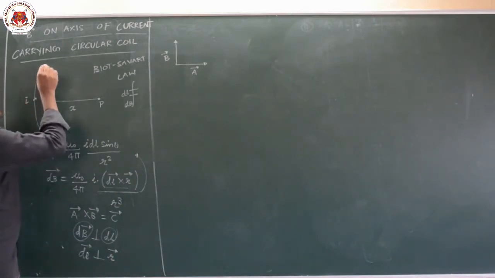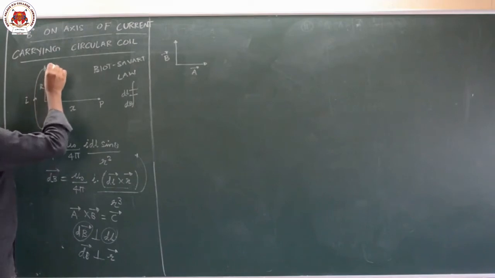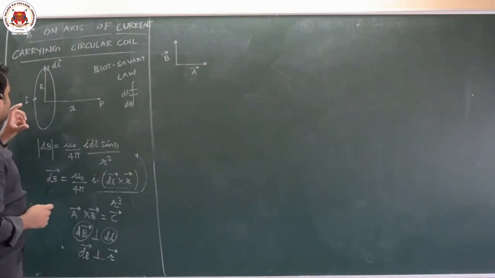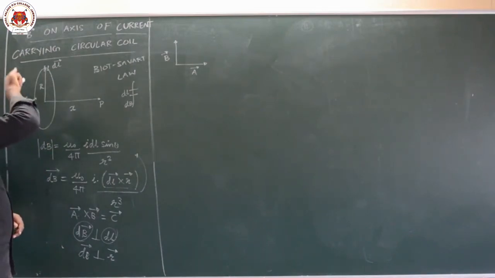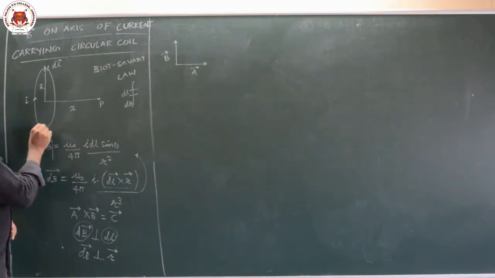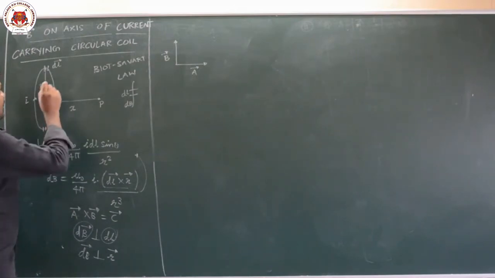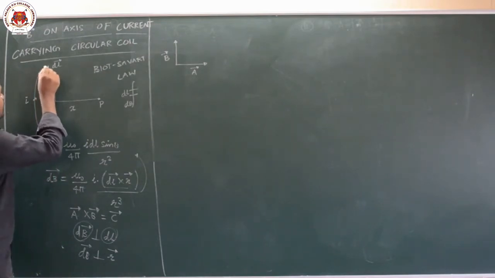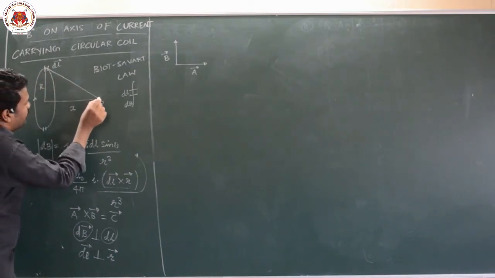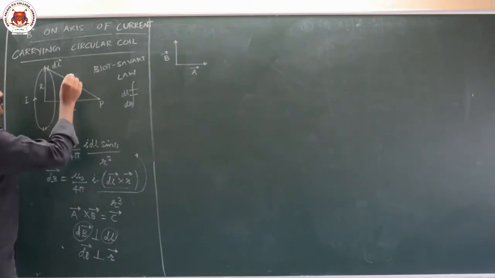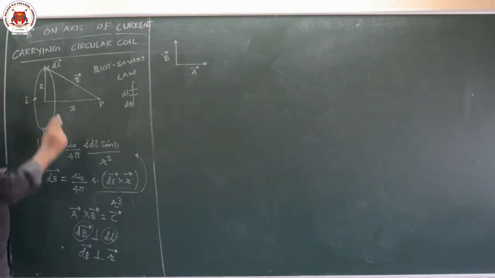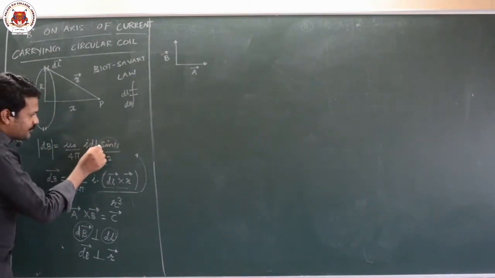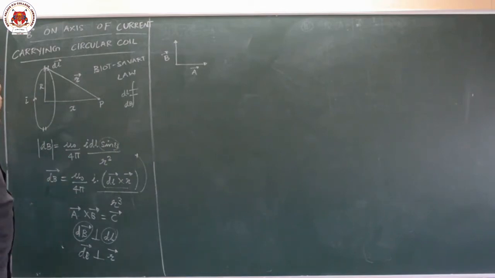So let us take a small element of current, that is DL. So this coil is present like this. So current is flowing like this. You take DL as the vector and you find the direction of magnetic field at point P. First join point P with DL. This is called R bar. The angle between DL and R bar we have to find, and that angle you have to substitute here. That is I DL sin theta by R square.